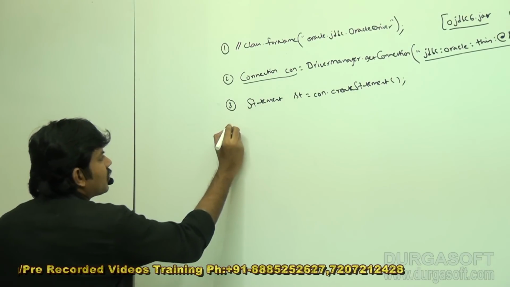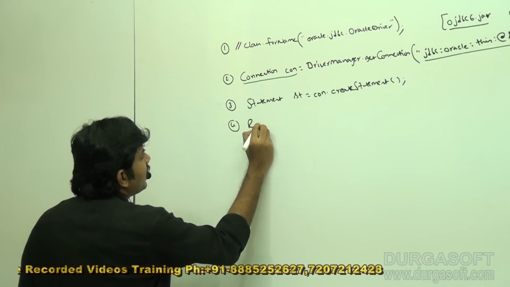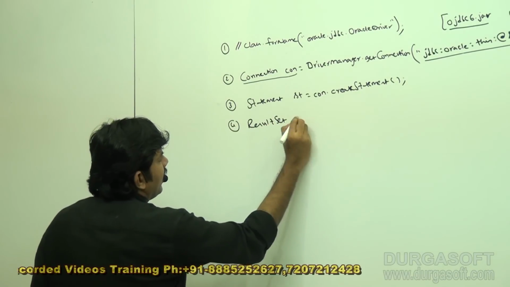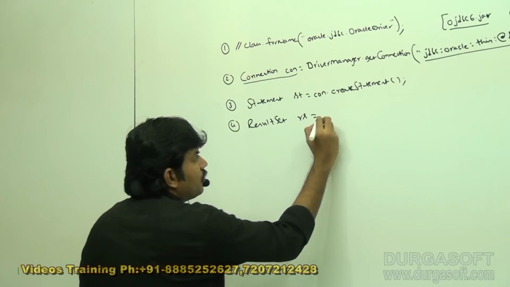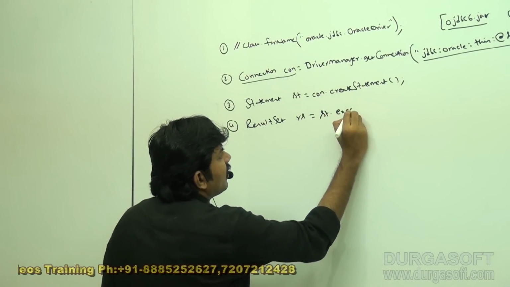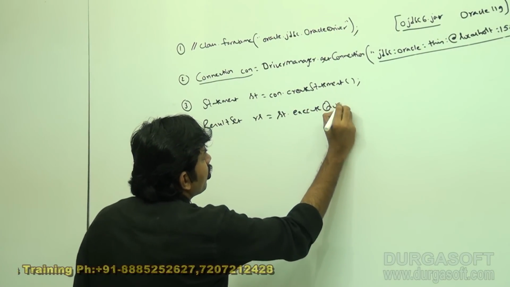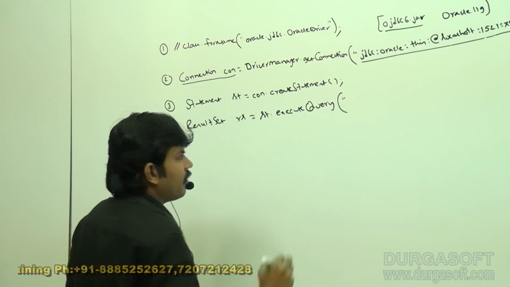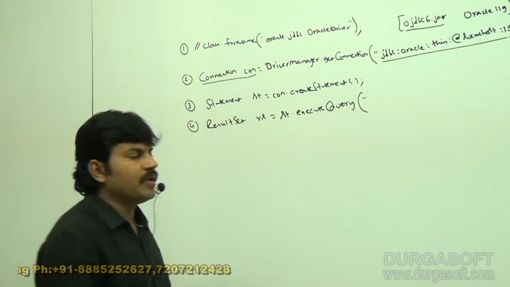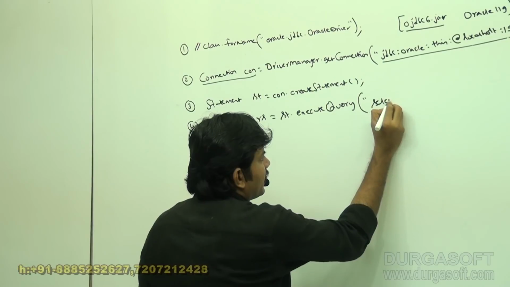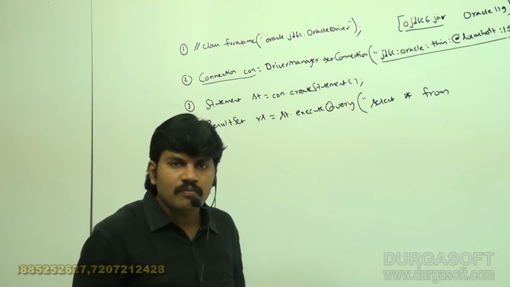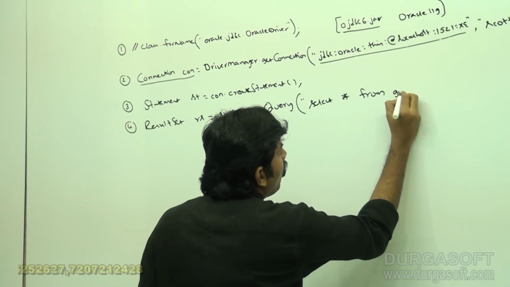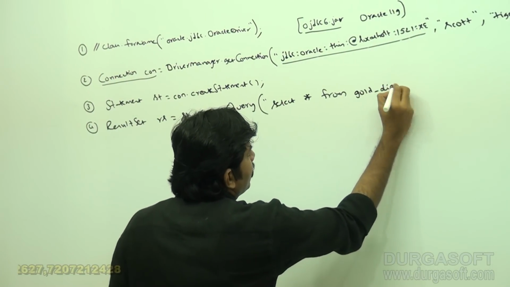Sir, fourth step, ResultSet rs is equal to st.executeQuery. Sir, which query do you want to execute? Very simple. Select star from which table, sir? Gold and diamonds.